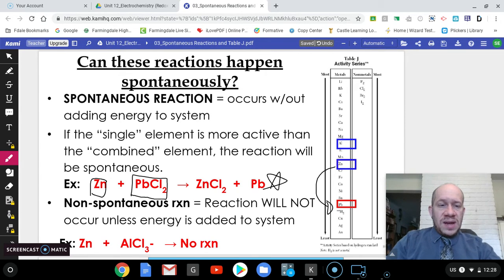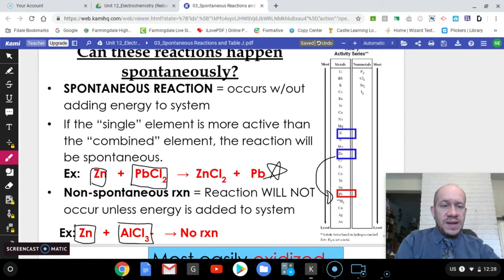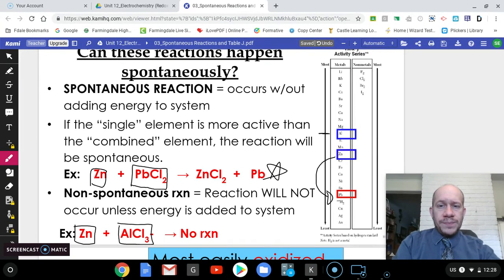The reaction is non-spontaneous if the single element is below the combined one. For example, here is my single element, zinc, and here is my combined element, aluminum. Aluminum is above zinc, therefore no reaction will occur.